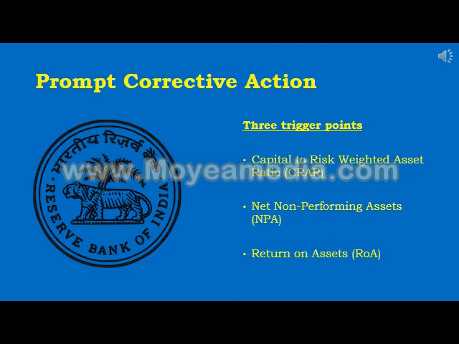The 3 trigger points are: 1. Capital to risk-weighted asset ratio, CRAR. 2. Net non-performing assets, NPA. And 3. Return on assets, ROA. How the financial health of the banks is calculated through these, let us see in detail.